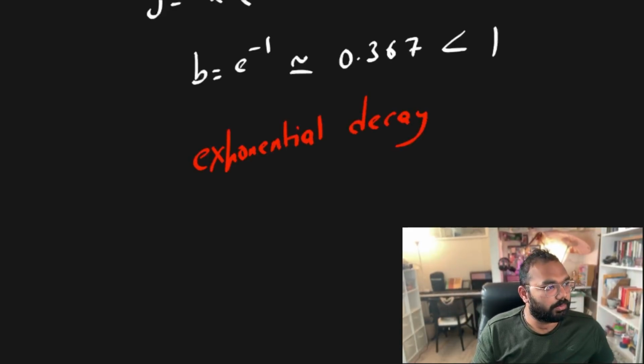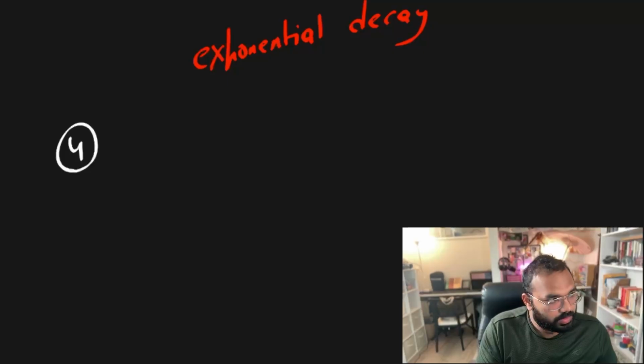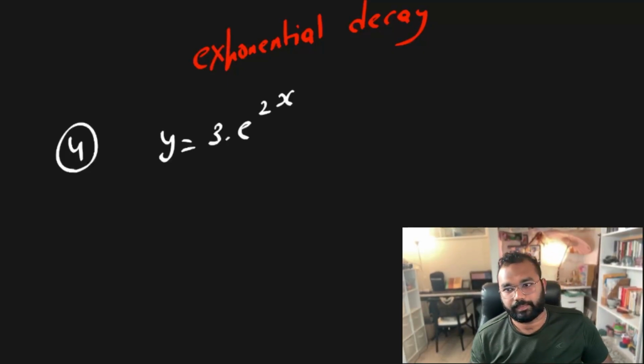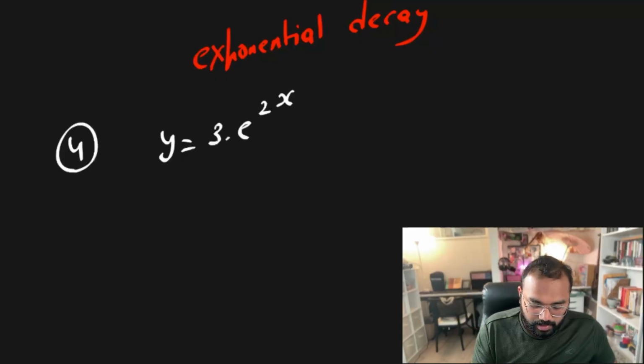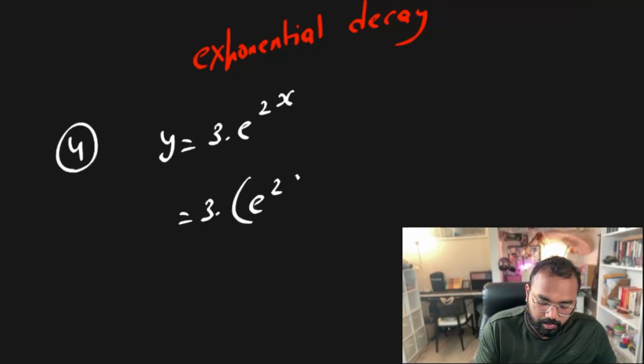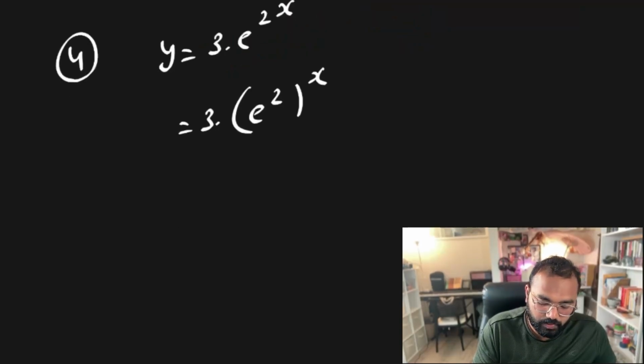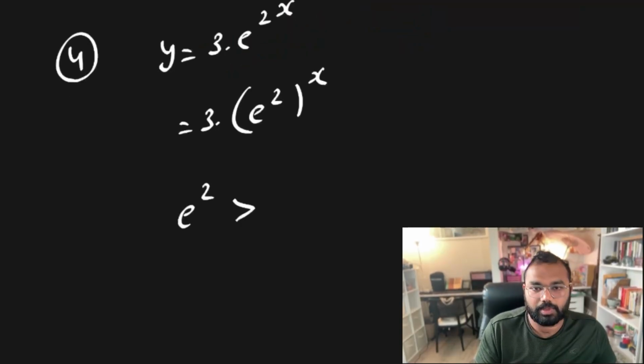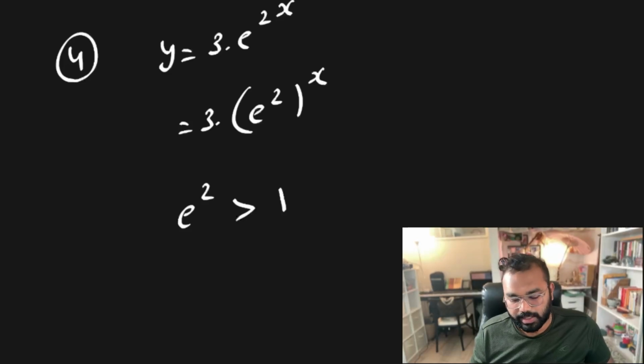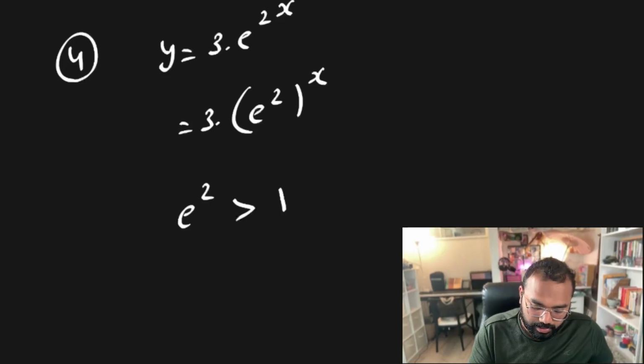Cool. Next problem. y equals 3 times e to the power of 2x. 3 is your initial value. e to the power of 2 is your b value. So this is 3 times e squared whole to the power of x. And e squared is obviously going to be greater than 1 because e is approximately 2.71. So therefore this model is exponential growth model.